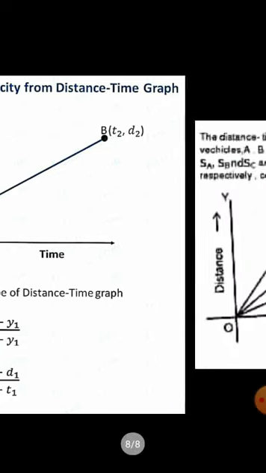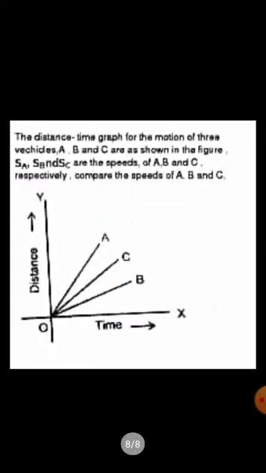Now, there is a question for you to know how far you have understood about distance time graphs. The figure shows the distance time graph for the motion of 3 cars A, B and C. Compare their speeds and tell which moves faster and which moves slowly by observing the graph.